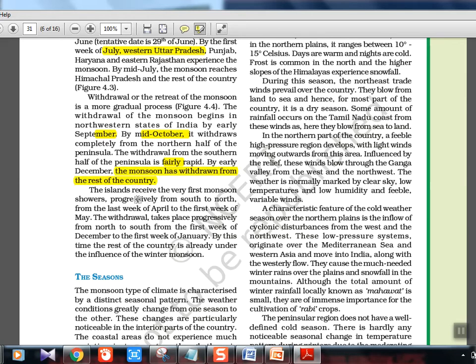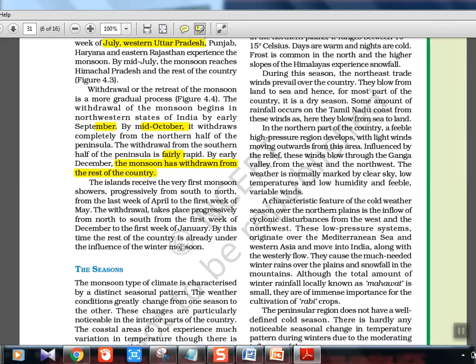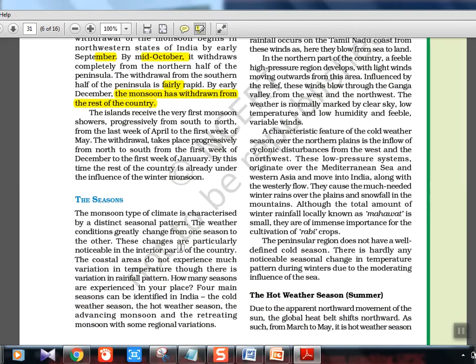The islands receive the very first monsoon showers. I think somewhere here they should have given the names actually. In Kerala and Karnataka, those showers are called, I think, mango showers or something. So there are some names. It will be there somewhere in this chapter. Obviously, we'll see.